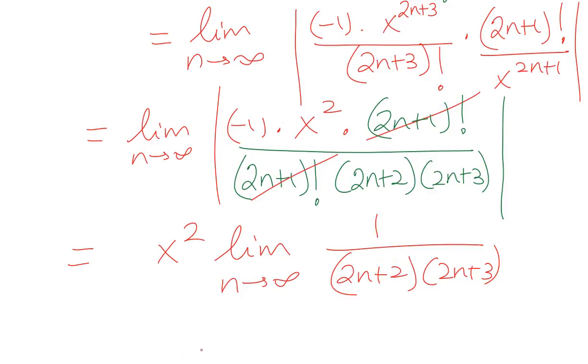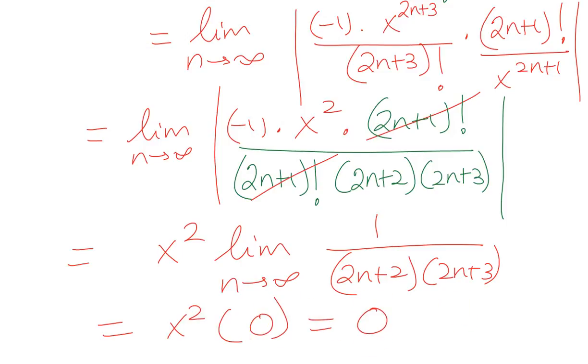Now you might ask why I pulled x squared out of the limit. Look, the limit depends only on n. It does not depend on x, right? So x acts as a constant when it comes to evaluating the limit. So you can always pull a constant out of the limit sign. So this is going to be x squared, and of course this limit is going to be 0. The overall limit is 0.